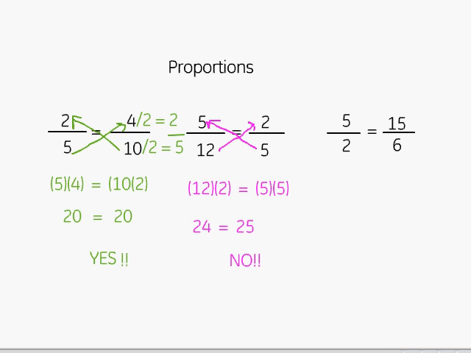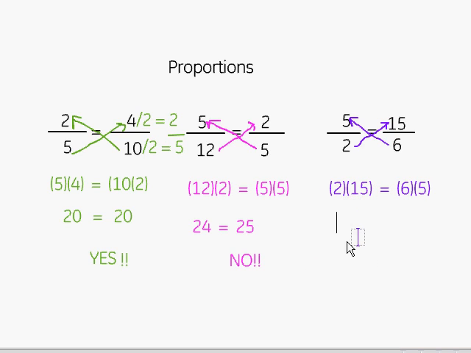Last example here. We are going to look at 5/2 equal to 15/6. So again, to find out if this is a proportion or not, I am going to use the cross product. So we are going to go 2 times 15. Those are the 2 diagonal to each other. And drop down our equal sign and set that equal to 6 times 5.